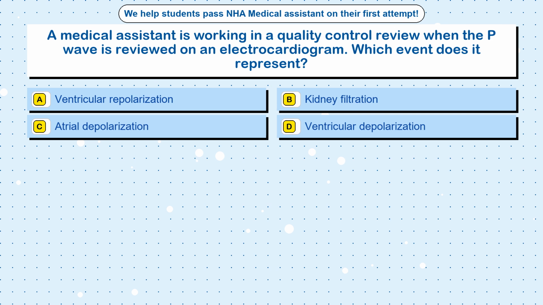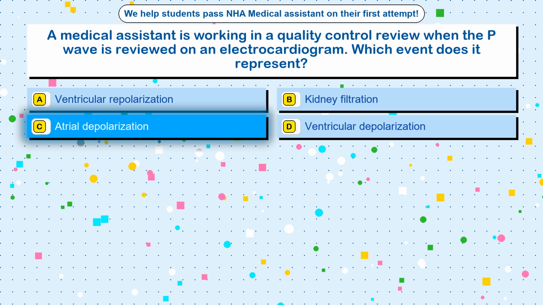Question 88. A medical assistant is working in a quality control review when the P wave is reviewed on an electrocardiogram. Which event does it represent? Option A, ventricular repolarization. Option B, kidney filtration. Option C, atrial depolarization. Option D, ventricular depolarization. The correct answer is option C, atrial depolarization.